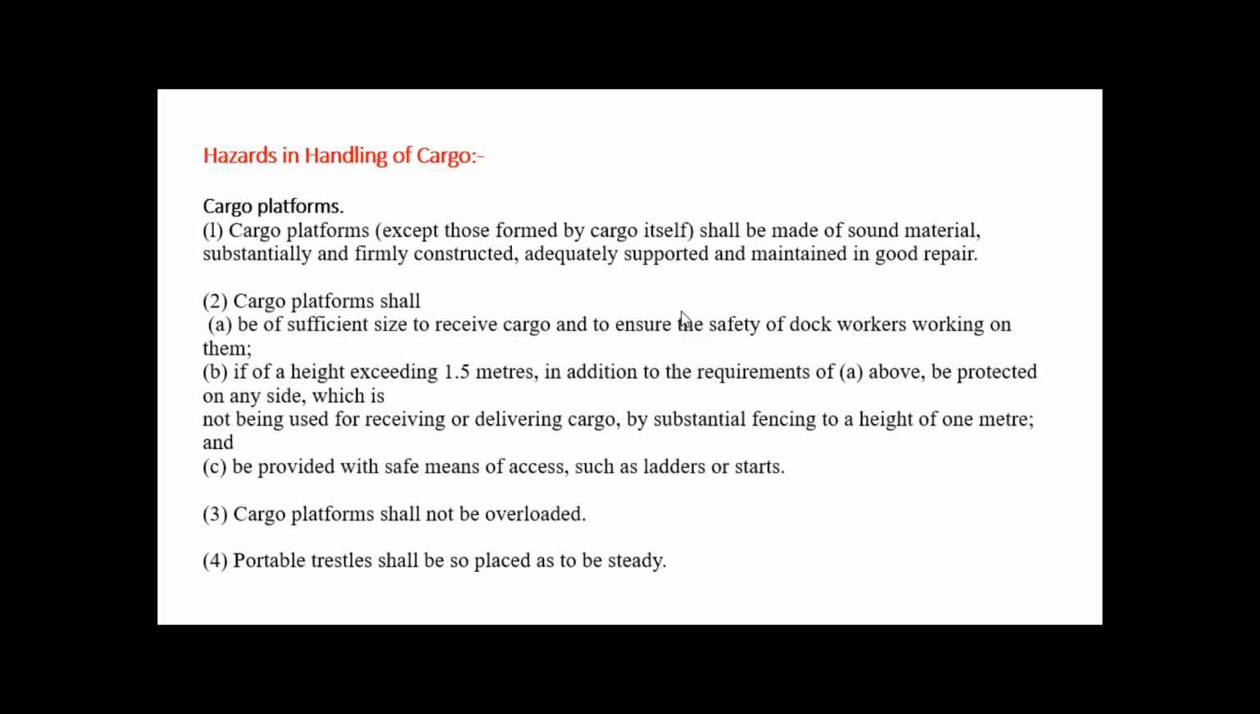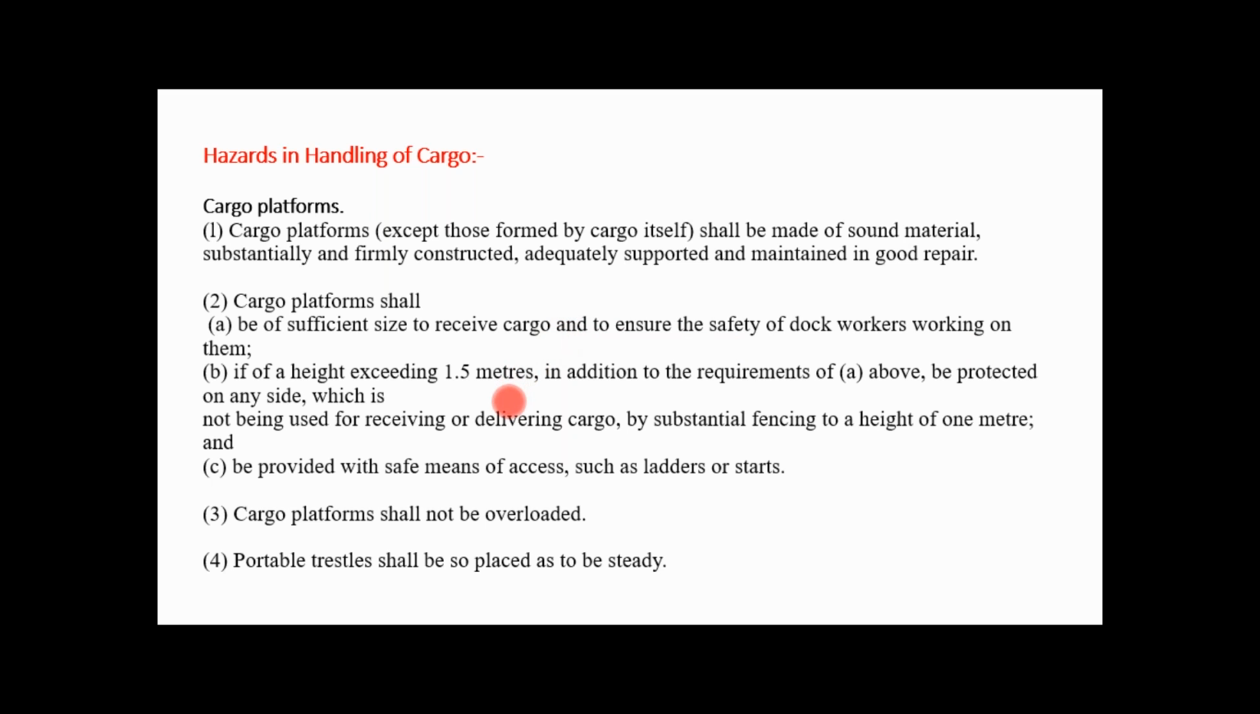So what are the hazards while handling these types of materials at cargo platforms? The cargo platforms, except those formed by the cargo itself, shall be made of sound material, substantially and firmly constructed, adequately supported and maintained in good repair. That platform should be strong enough so that loading and unloading operations can be easily done. Then the cargo platform shall be of sufficient size to receive cargo and to ensure the safety of dock workers working on them.